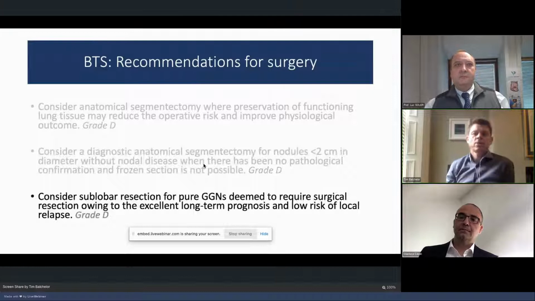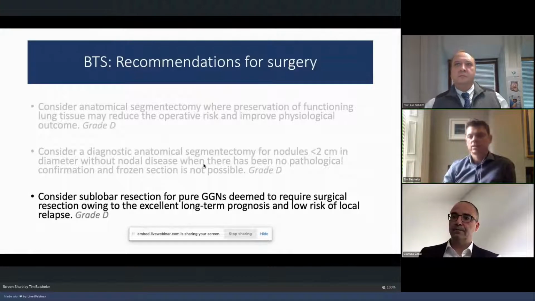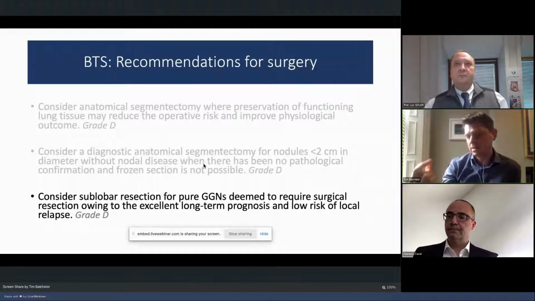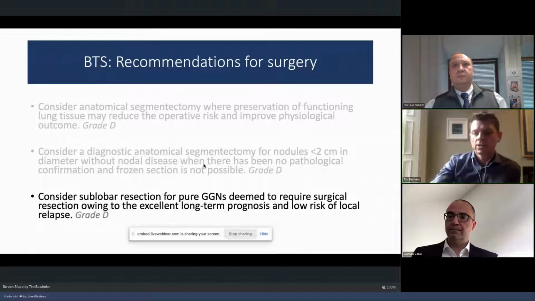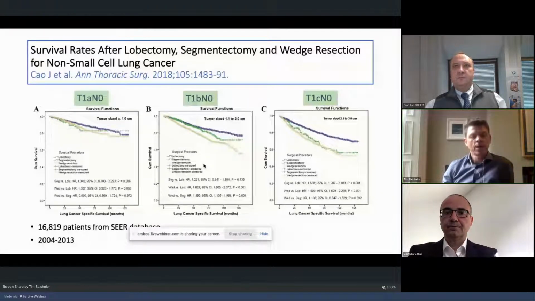Or consider sublobar resection for pure ground glass nodules owing to their excellent long-term prognosis. So this is an intentional segmentectomy, but in this very specific ground glass nodule group. Okay, so what's happened since then? Well, maybe there is a little bit more clarity about what we are meant to be doing.